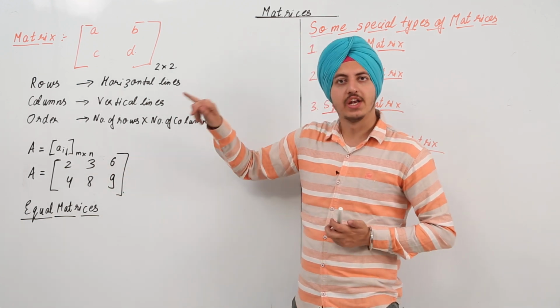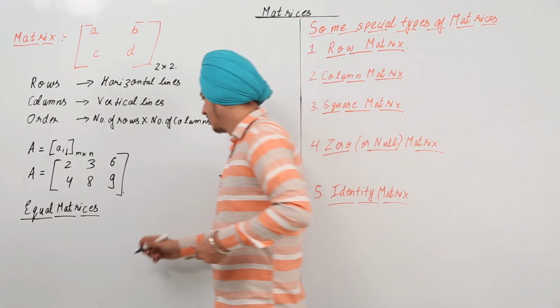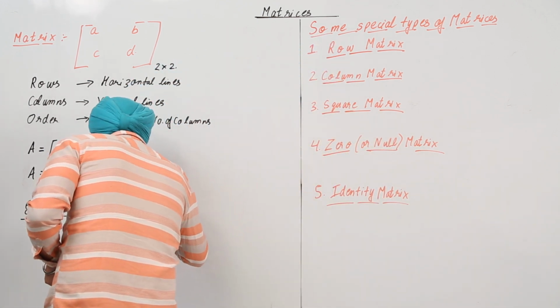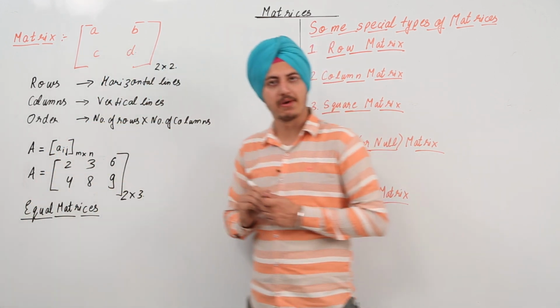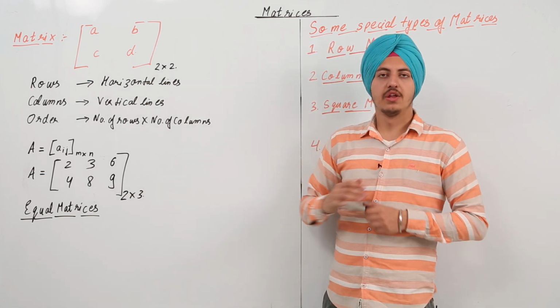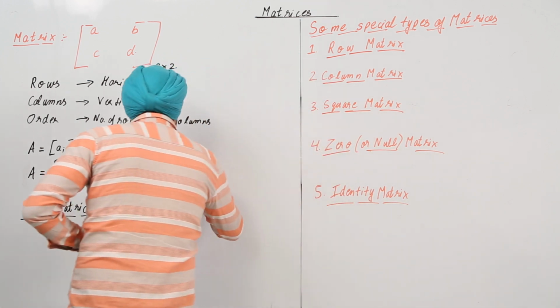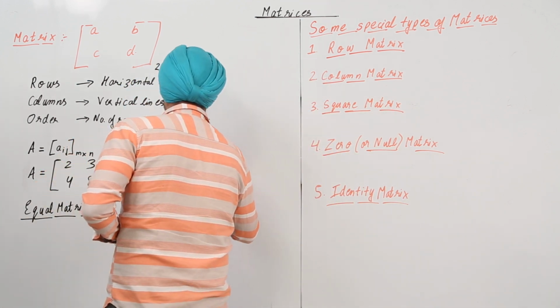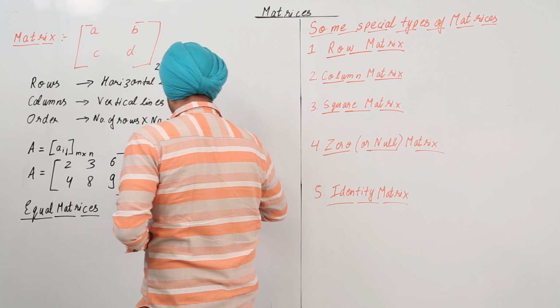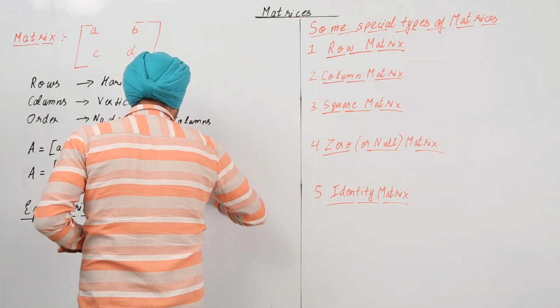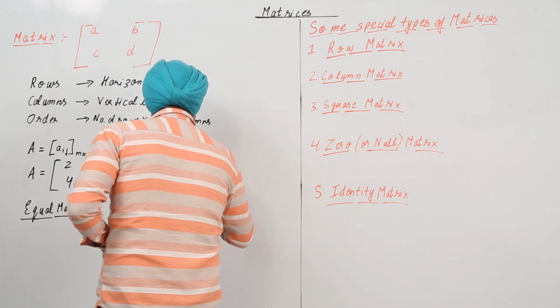What is the order? Number of rows by number of columns. So this is a 2 by 3 matrix. Am I right? Now if I ask you, what is A23? In this matrix, what is A23?